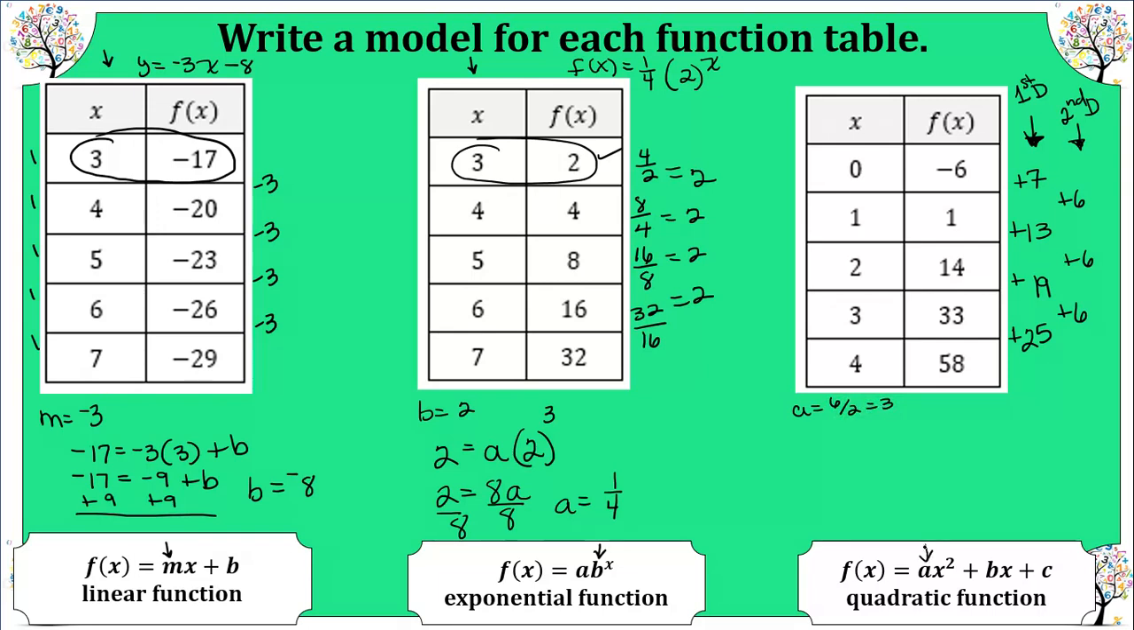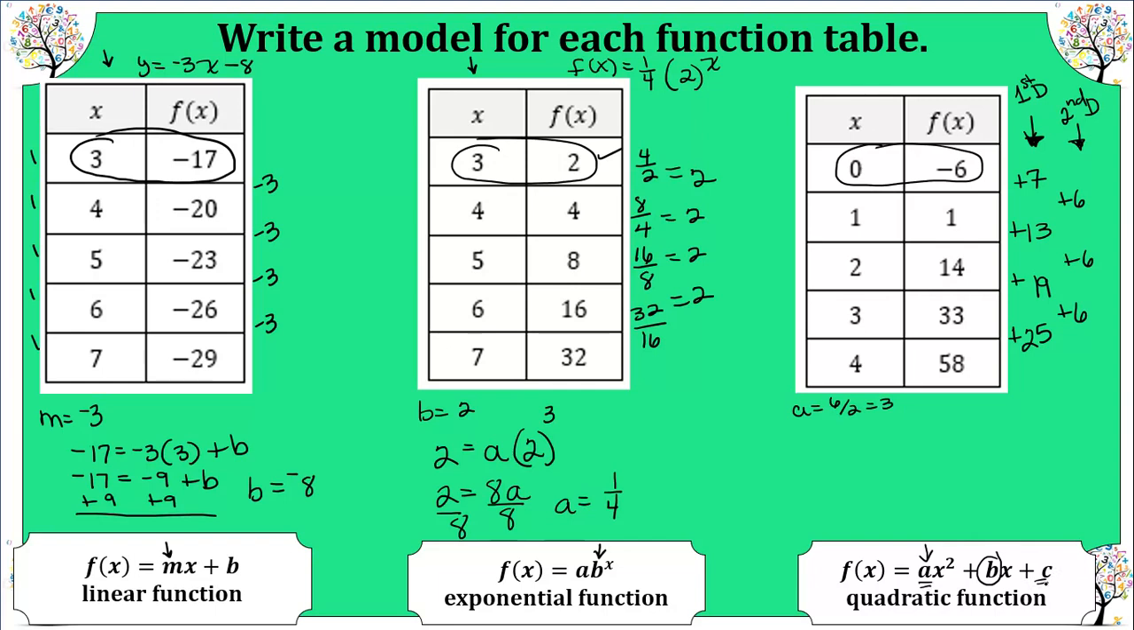So a is 3. Our c value also has to be given to us. It's -6 because it is our y-intercept. So the value we don't know is the b value. Let's go over this. We're going to plug in 3 for a. We just found that with our second difference. We're going to plug in -6 for c. We got that from the table.